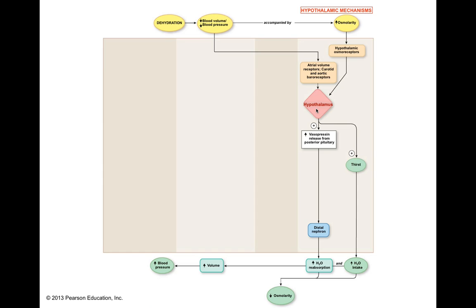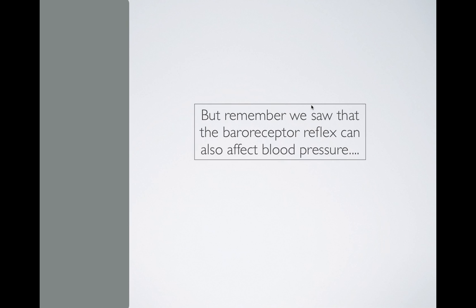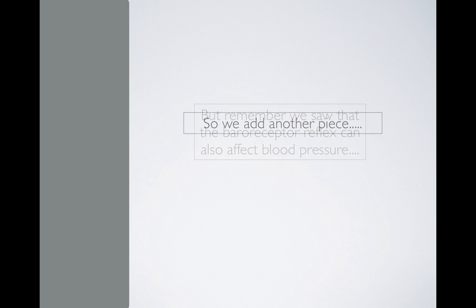All right, so we have this pathway, and I'm going to call this what's called the hypothalamic mechanism, because essentially we're affecting osmolarity and blood pressure and volume using the hypothalamus. But what we know, and what you already know, is that we can affect blood pressure in many other ways. We saw that the baroreceptors, in addition to stimulating the hypothalamus, like we just learned, can also affect the cardiovascular system. So we're going to add that piece now to this growing puzzle.